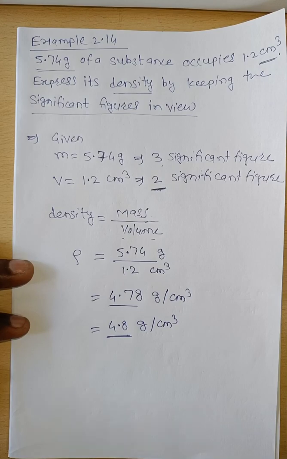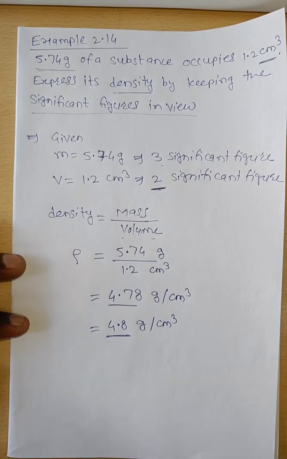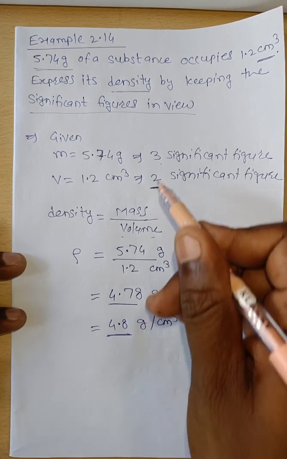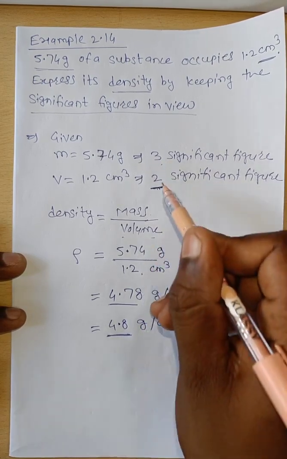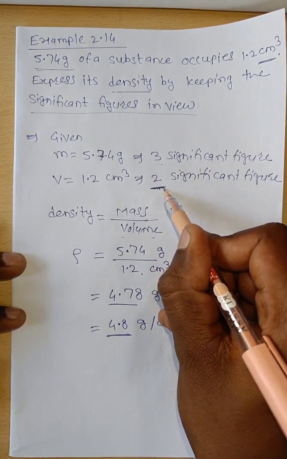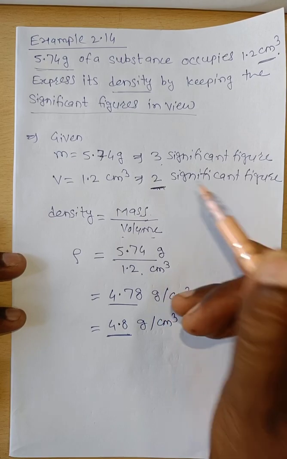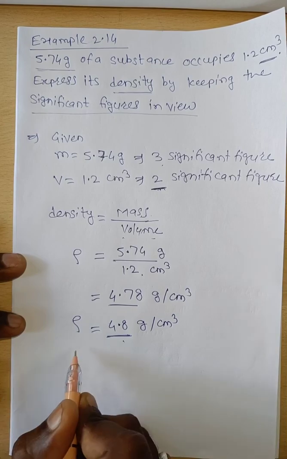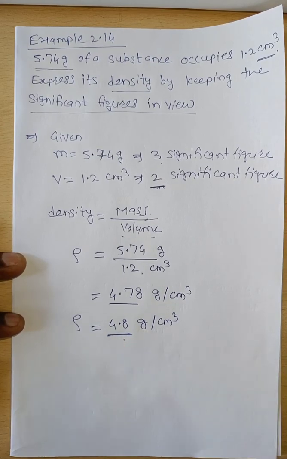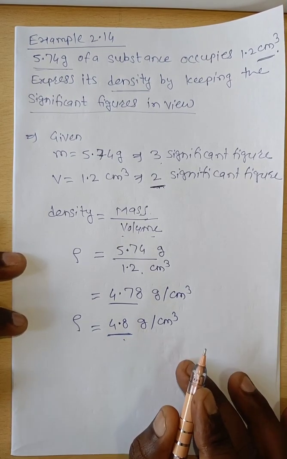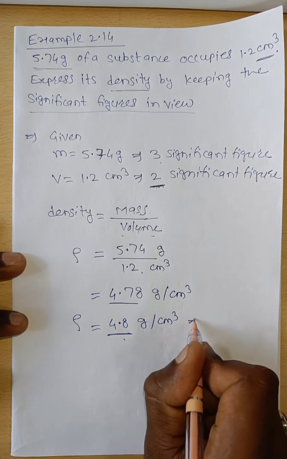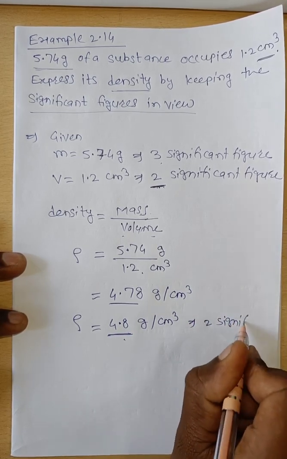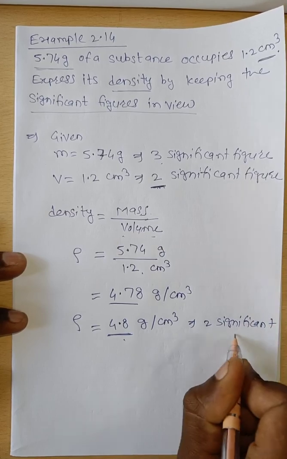Now this 4.8 has 2 significant figures. See here, the numerator has 3 significant figures and the denominator has 2 significant figures. Therefore our answer should be in 2 significant figures. Therefore our answer, the density rho, is equal to 4.8 gram per cubic centimeter. Therefore the answer should be in 2 significant figures.